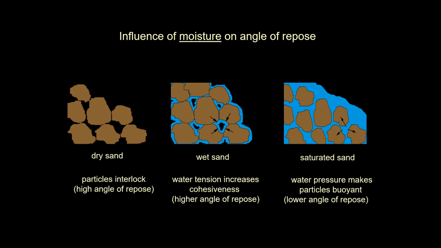I should note that moisture will impact the angle of repose. So dry sand, for example, you can't pile it up at steep angles like you can wet sand. So with wet sand, the water actually provides some tension, some adhesion between the particles and helps to hold them together. If sand becomes saturated, the opposite thing happens, and the angle of repose becomes lower.